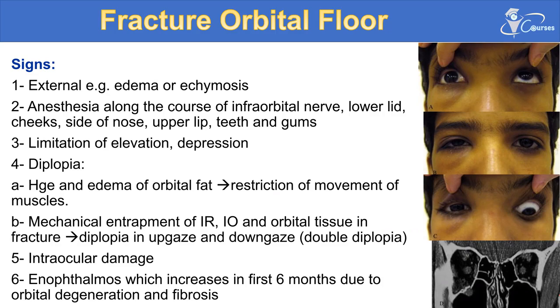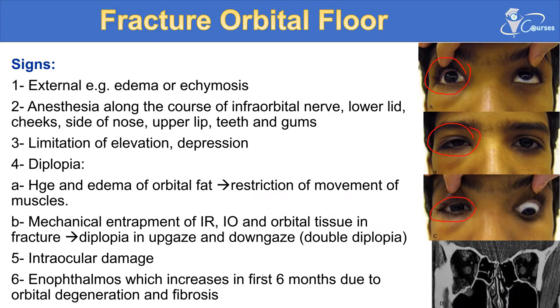The third important case of restrictive strabismus is the fracture orbital floor. Those patients with fracture orbital floor tend to have limitation of elevation or depression, or both of them. So this patient was subjected to trauma to the right eye. You can see when the patient is looking up, there is limitation of elevation of the right eye. It is almost orthophoric in the primary position. And when the patient looks down, there is limitation of depression of the right eye. So this is what happens in patients with fracture orbital floor.